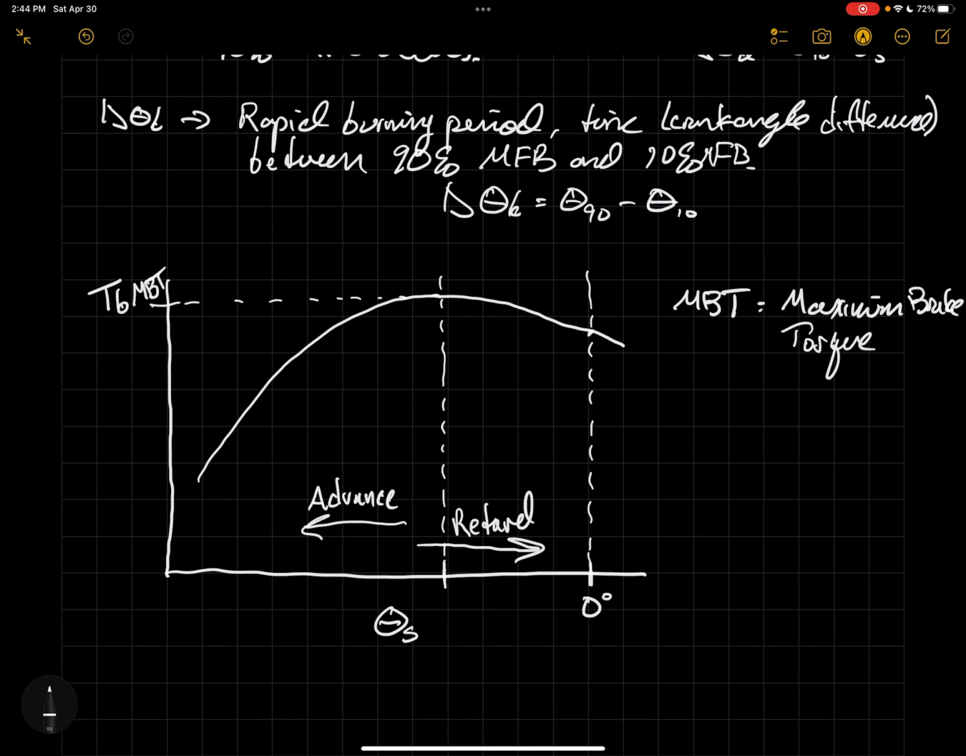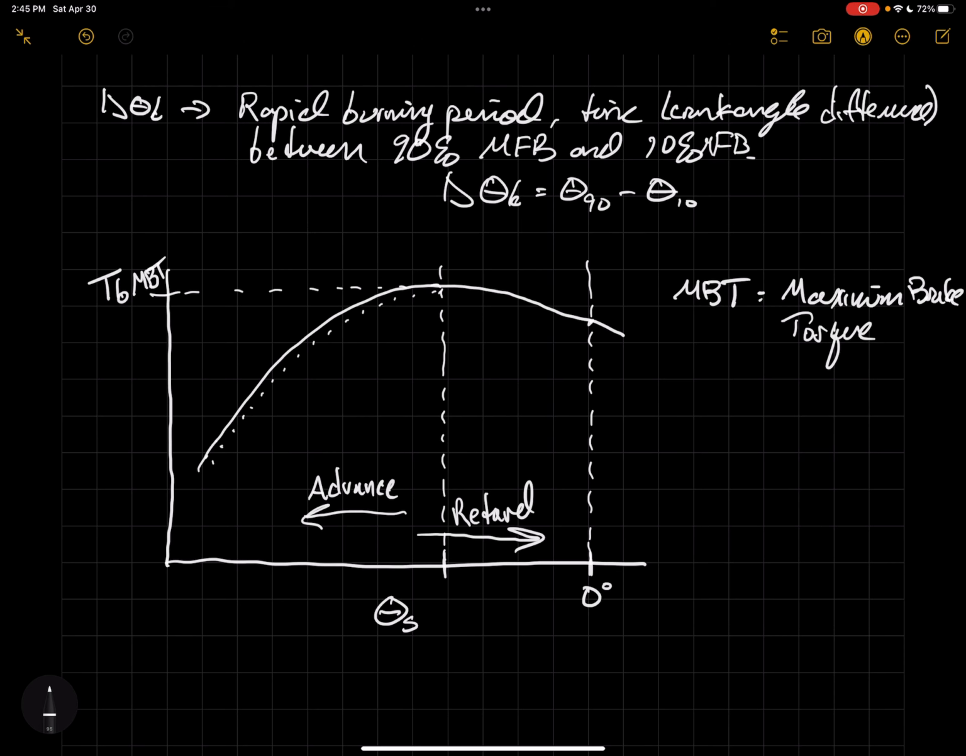Okay, so I can start off with a very advanced spark timing, and I'll get a relatively lower torque than if I begin to retard that spark timing, right? So I retard the spark timing, and the torque curve continues to rise until eventually I hit a peak, and then my torque begins to decrease as I further retard my spark timing, right? And then the torque just continues to decrease as I further retard that spark timing, okay?